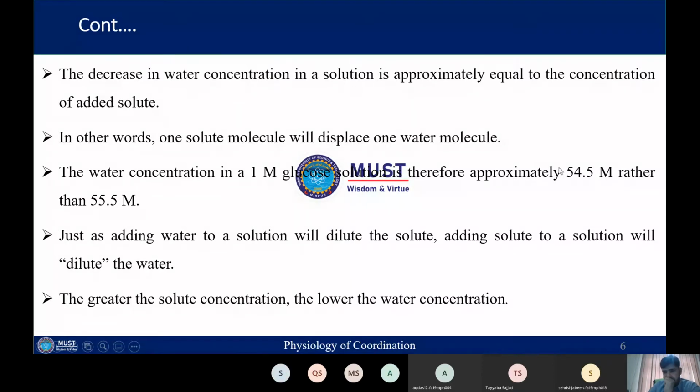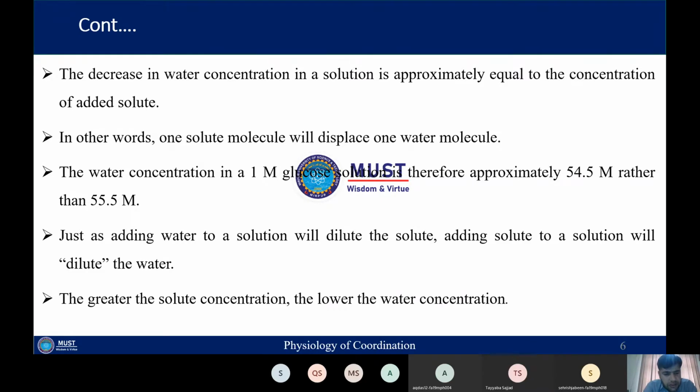Now the concentration of the water in this solution will be 54.5 molar rather than the 55.5, which was the concentration of the water in pure solution before the addition of the glucose molecule. So when we add water to the solution, definitely it will dilute the solution, and similarly when we add the solute, it will also dilute the water. So both water as well as solute can dilute each other. Their solution can be diluted.